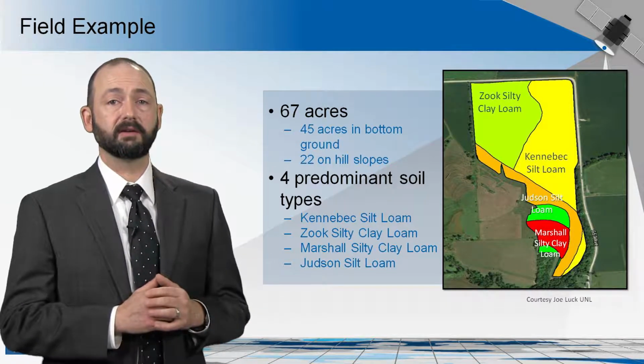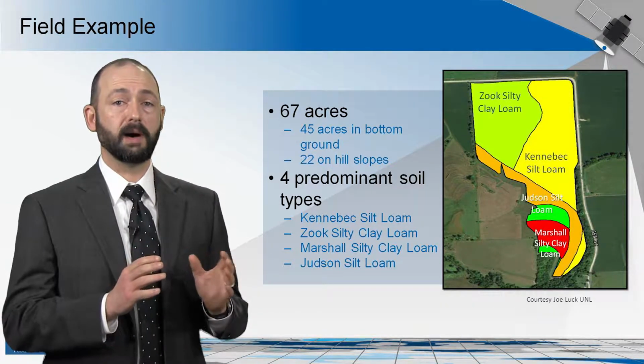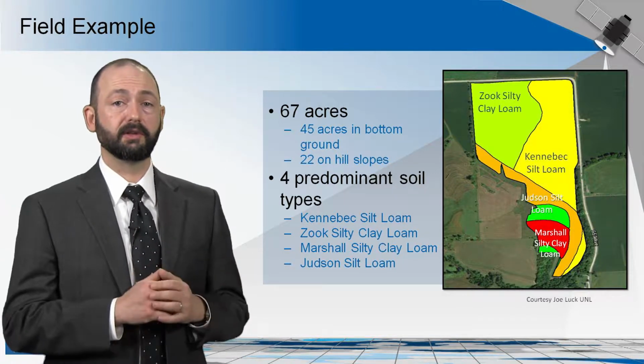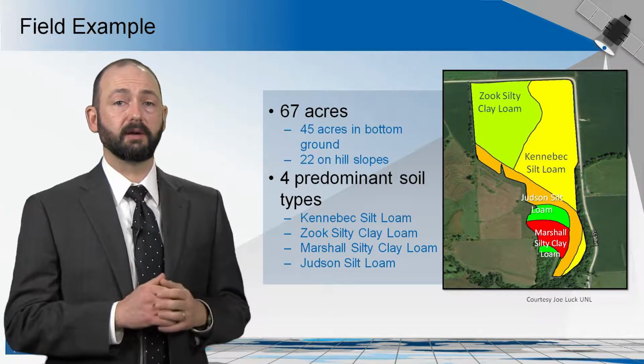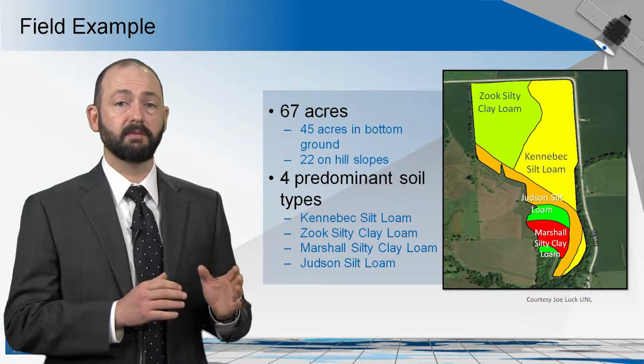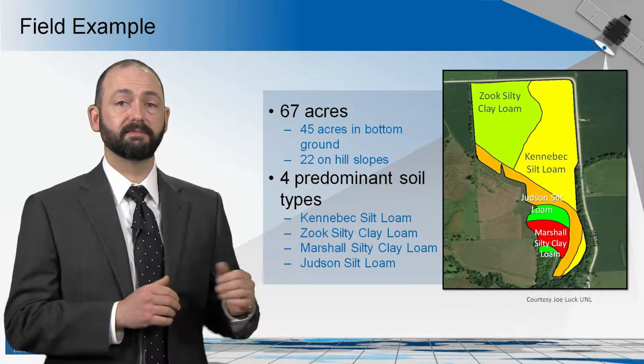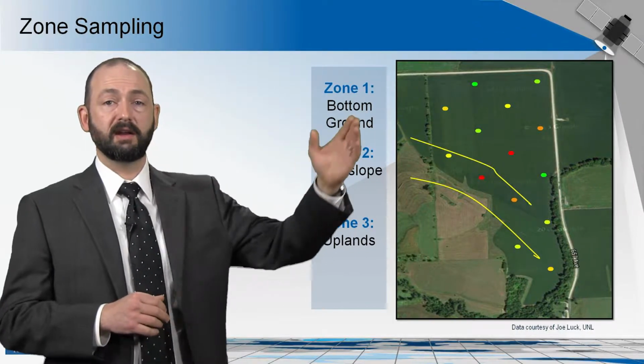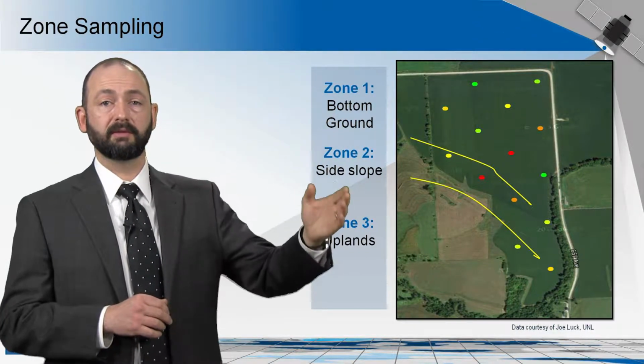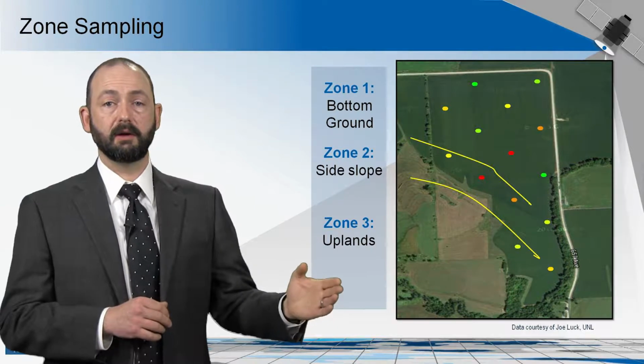It's 67 acres. It's 45 acres of bottom ground, 22 on a hill slope. It has 4 predominant soil types, a Kennebec silt loam, a silty clay loam, another silty clay loam, and then a silt loam. So we divided it up into zones, the bottom ground, the side slope, and the uplands.